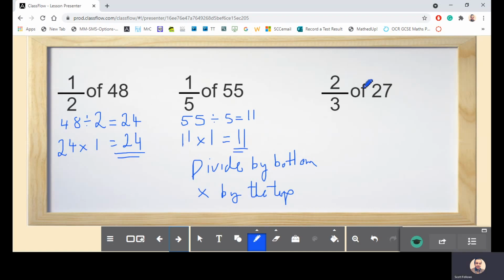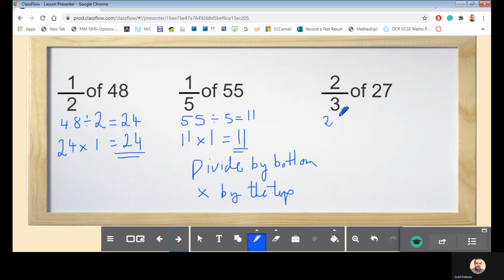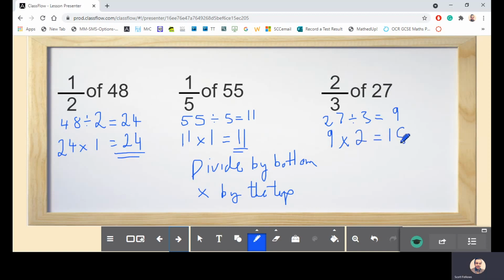The next one, you've got 2/3 of 27. So you do 27 divided by 3, which is 9. And then 9 times by, now times by the top, which is 2 this time, which is going to give us 18. Okay, and that's your final answer. So divide by the bottom, times by the top. That works for any fraction you're going to work with.